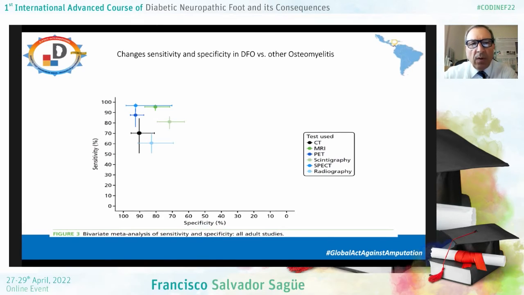manners to make the diagnosis of osteomyelitis, and Professor Salvador showed in this slide some of these tools to make it: MRI, PET, or SPECT, or X-ray. And here in the slide, you can see with the colors the reference with the tools, the sensitivity and the specificity of osteomyelitis diagnosis.